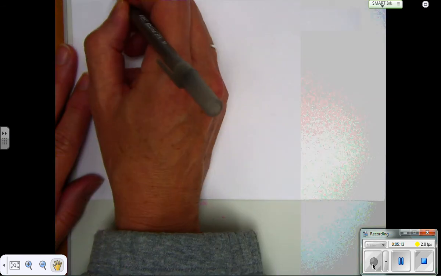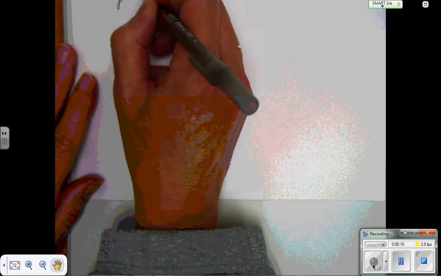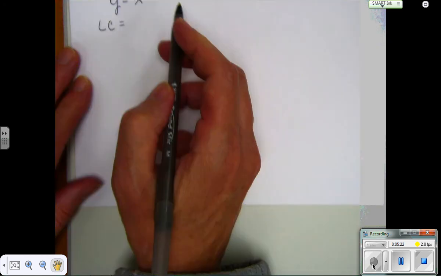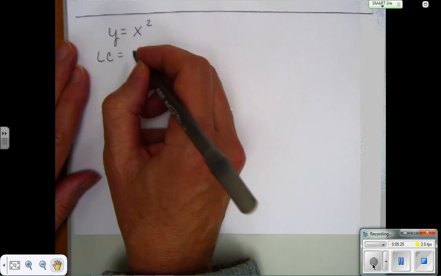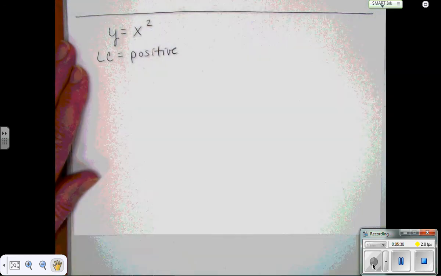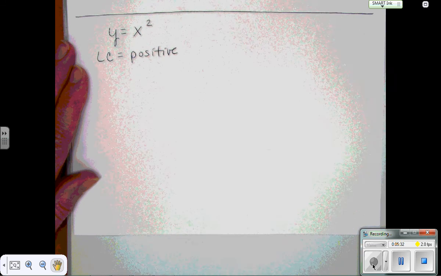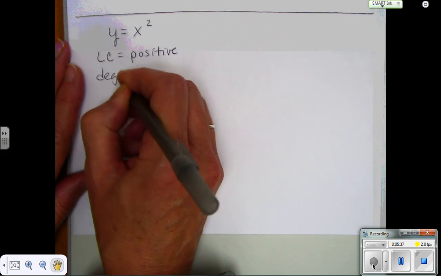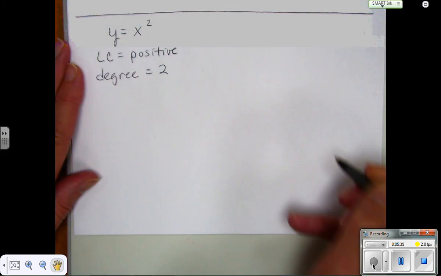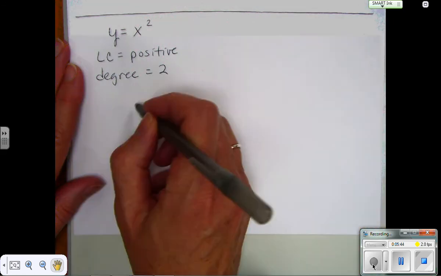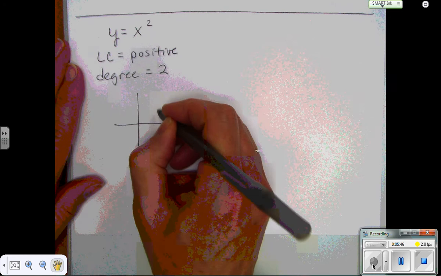Okay, so let's say I have y equals positive x squared. Okay, so your leading coefficient is a positive 1. Sorry, you couldn't see that. Leading coefficient is a positive 1. And really, whether it's positive or negative is more important than if it's a 1 or a 2 or a 3. So your leading coefficient is positive, and the degree here is 2. So what that means is, since the leading coefficient is positive, on your graph, the right side is going to go up.